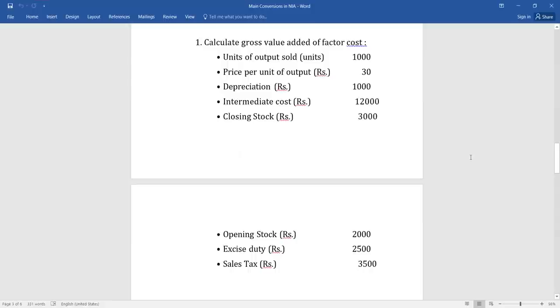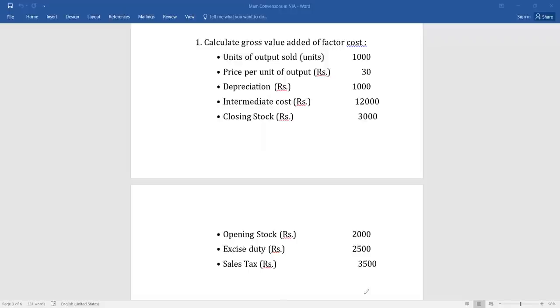And now we come to how to calculate this. Now see one thing here: to calculate the value of sales, we have been given the units of output sold, 1000, and the price per unit has been given, which is equal to 30. Then depreciation has been given 1000. And then IC 12,000, closing stock 3,000 rupees, opening stock 2,000, excise duty. So excise duty and sales tax will be equal to NIT. So what will be the value of NIT? We can calculate it here only. So 6,000 will be equal to NIT, net indirect taxes.